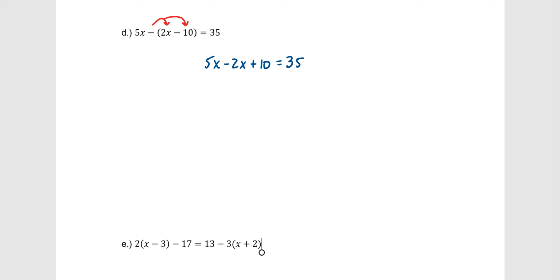And now we have to combine like terms on the left. 5x minus 2x, we get 3x plus 10 equals 35. And now we can go ahead and isolate that x. So we have to get rid of the number that's being added or subtracted first, which is the 10. So the opposite operation, we have to subtract it. So it's going to be 3x equals 35 minus 10, so 25. And now we just have to divide both sides by 3. And we get x equals 25 thirds.